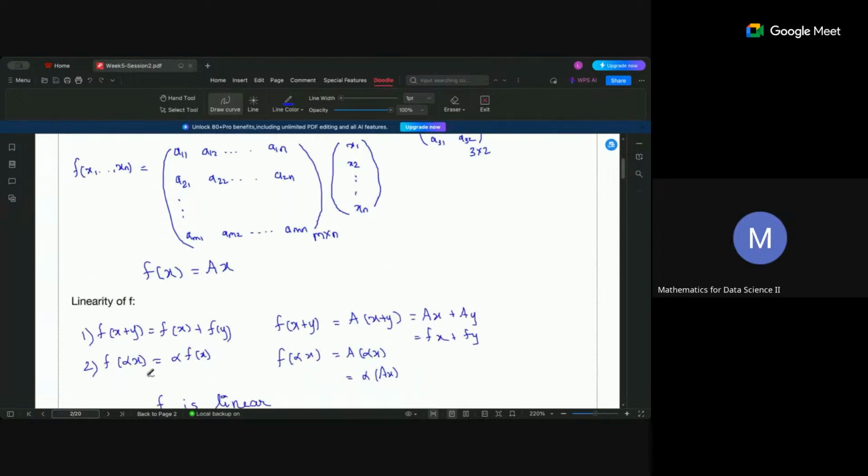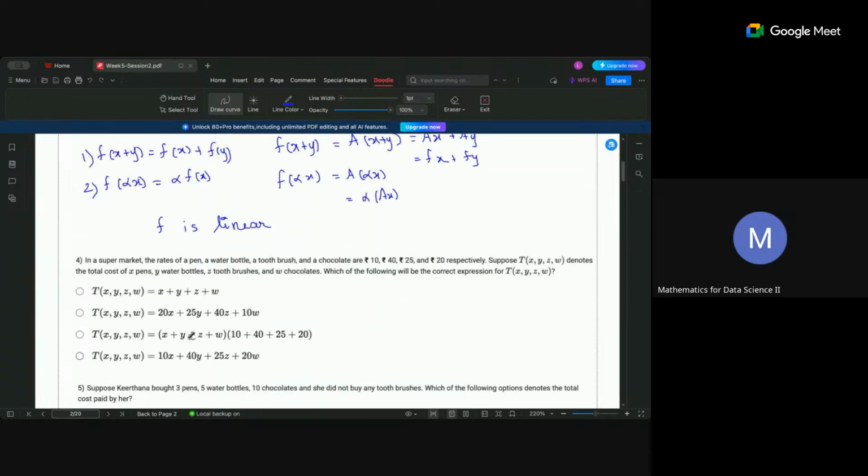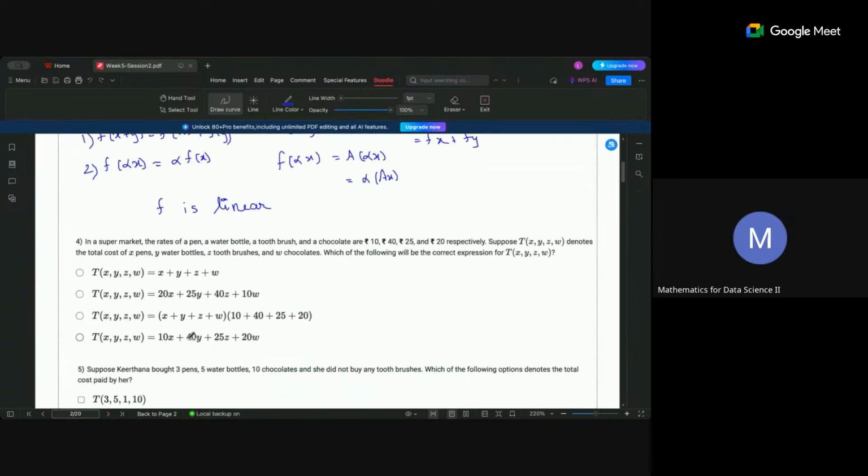And we saw that it satisfies these properties: f of x plus y is equal to f of x plus f of y, and f of alpha x is equal to alpha times f of x for any alpha in R. So this is the linearity property of a linear mapping, and we saw one example for that.